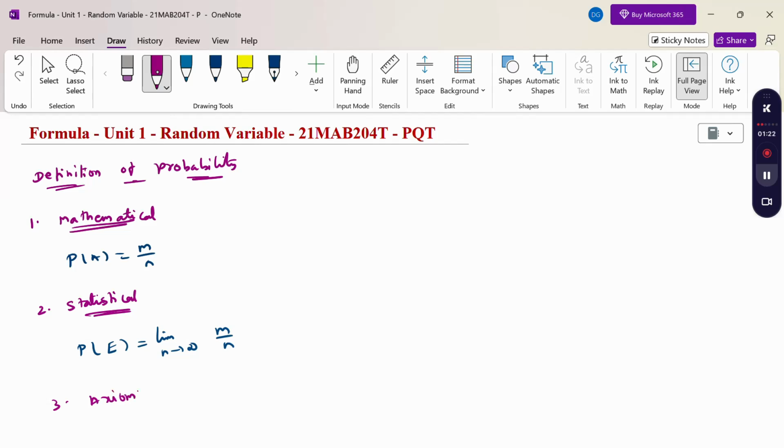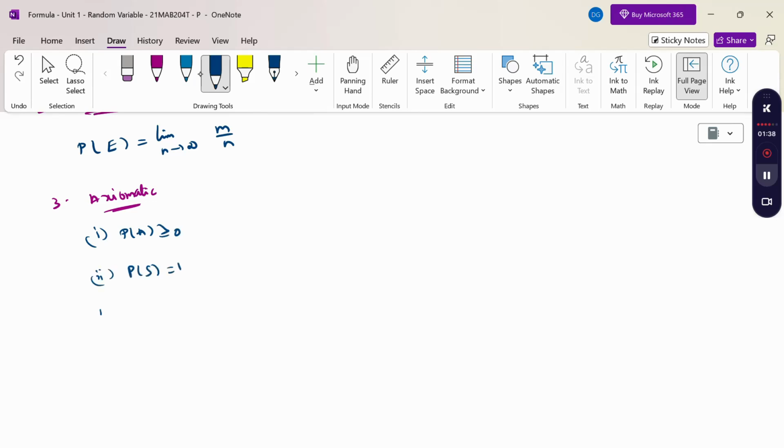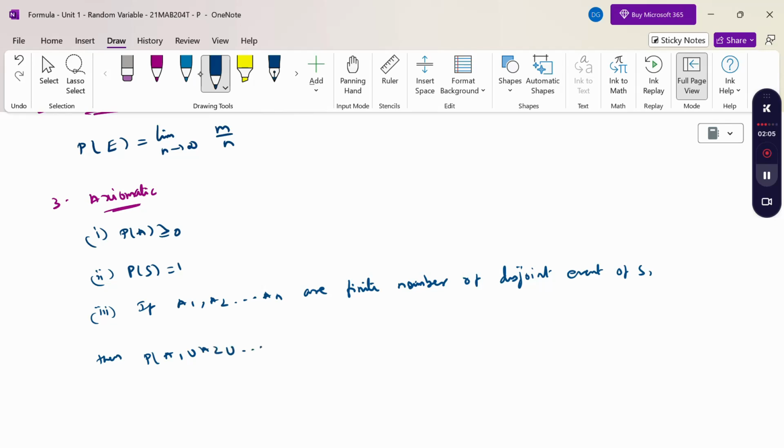Then the axiomatic definition of probability has three axioms. One, the probability of every event is non-negative. Two, the total probability is 1. Three, if A1, A2 up to An are a finite number of disjoint events of S, then probability of A1 union A2 union up to union An equals probability of A1 plus probability of A2 up to probability of An. So this is our basic definition of probability.